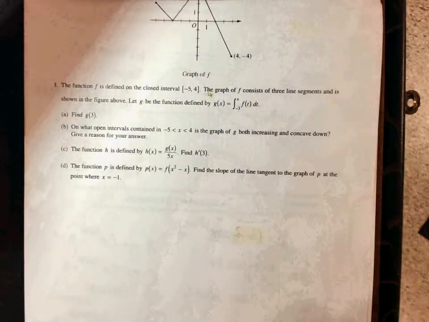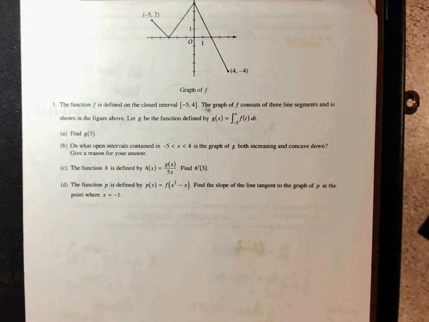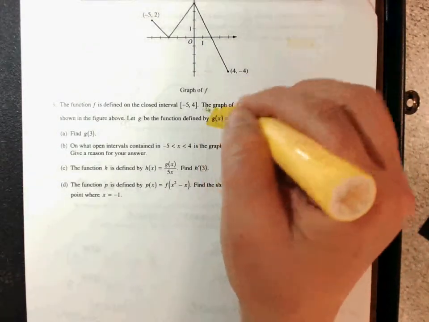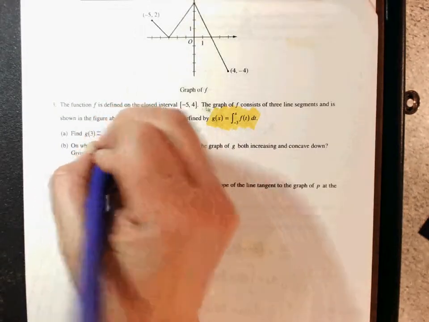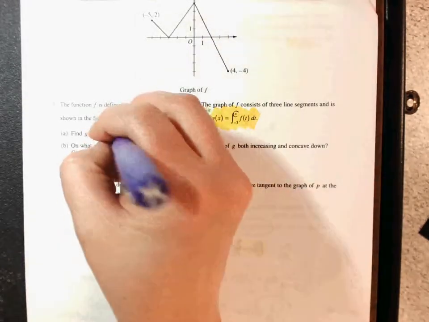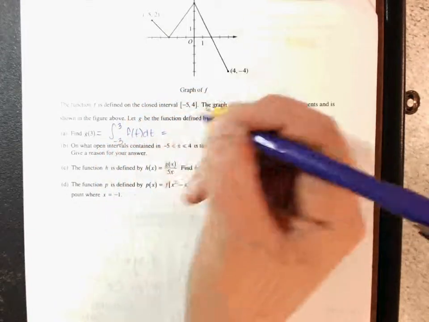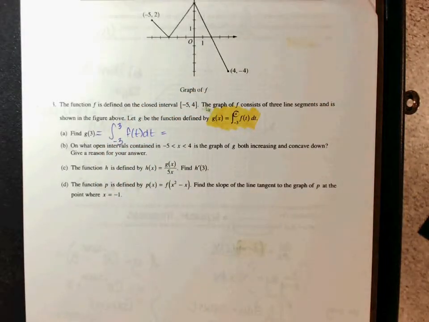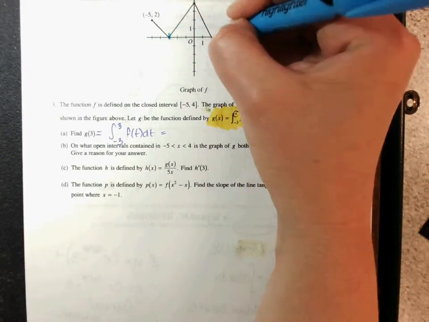Alright, so next one, we have a graph of f. It says to find g of 3, and I notice that right here, my g is given to have an integral already built into it. So for part A, when I'm finding g of 3, remember I'm plugging that in right here, so it'll be the integral from negative 3 to 3 of f of t dt. Now remember that this is already a graph of f. So if I'm wanting to find the integral from negative 3 to 3, I'm going to be calculating the area from negative 3 here to 1, 2, 3 here.